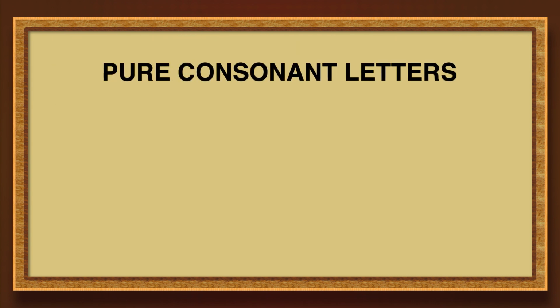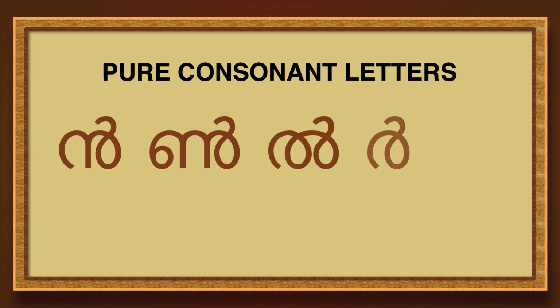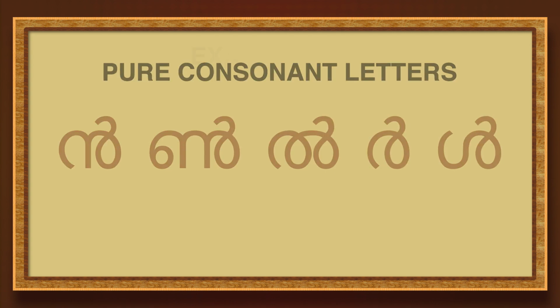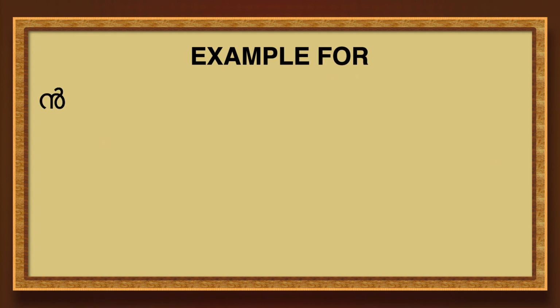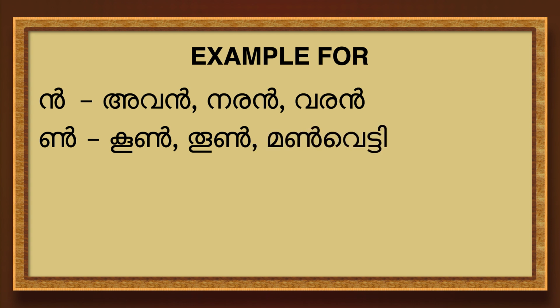There are 5 pure consonant letters also. Those are In, In, Il, and Il. Example words for the first: Avan, Naran, Varan, etc. Example for the next: Koon, Toon, Manvetti, Kanmashi, etc.